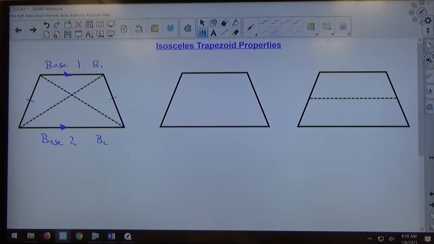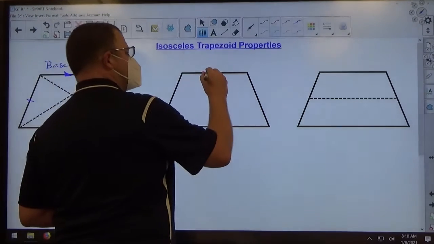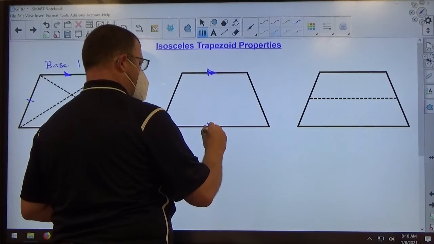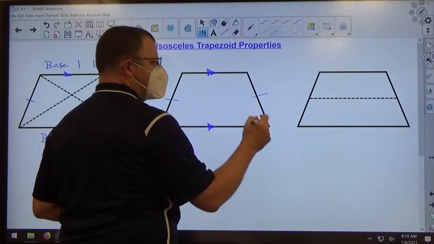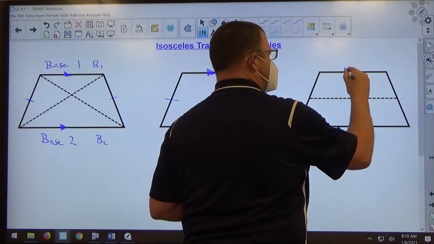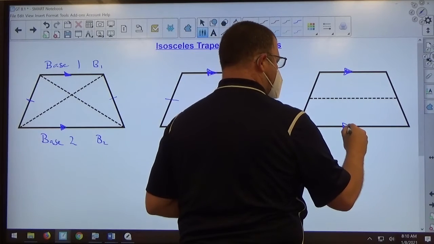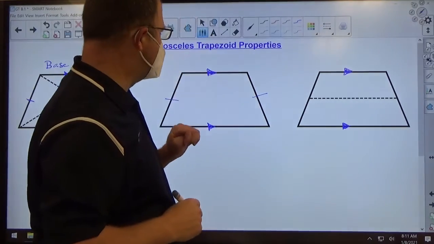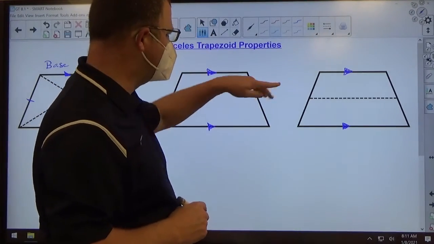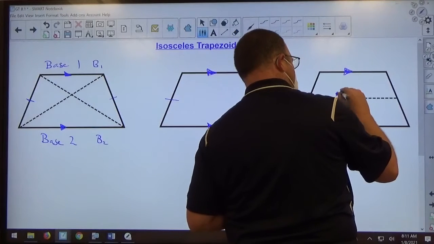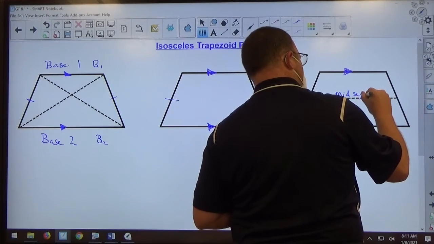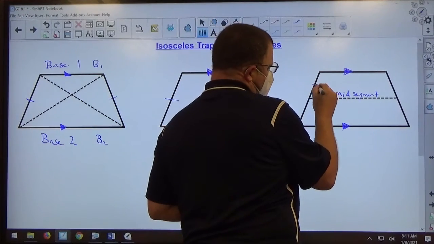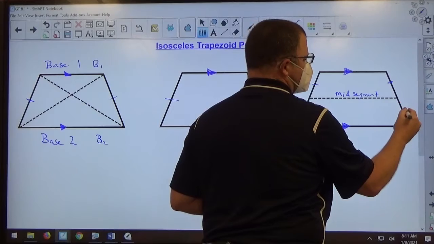All right, and if I mark all these the same way, this parallel to this, and this congruent to that, and this parallel to this. Now this one here, that's not necessarily an isosceles trapezoid, it's any trapezoid for that matter. This is called a mid-segment. And I'll just pretend this is congruent to this, and this is congruent to this. We're going to go with that.